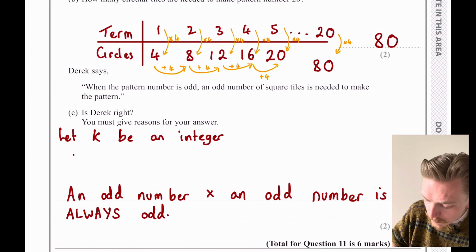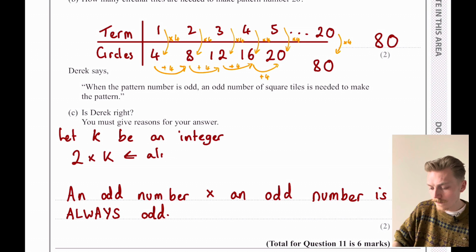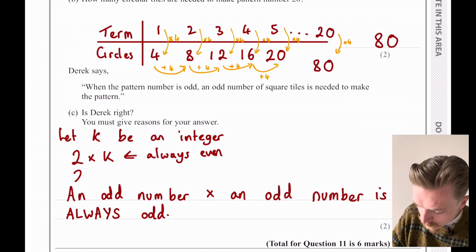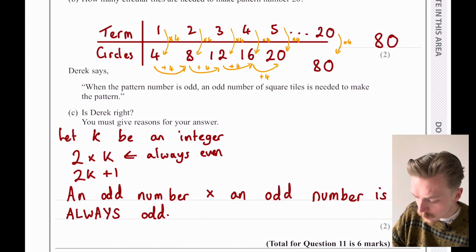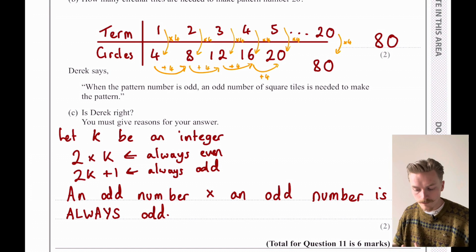So if I times it by 2, 2 times K, this is always going to be even because it's definitely in the 2 times table. And then if I get 2 times K and I add 1 to it, 2 times K add 1, that's always going to be odd because I've got an even number and I've added 1 to it.